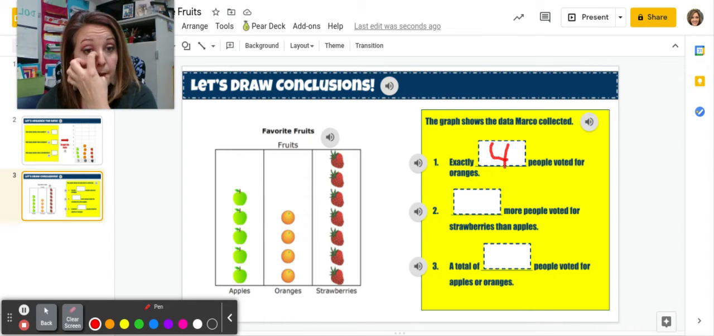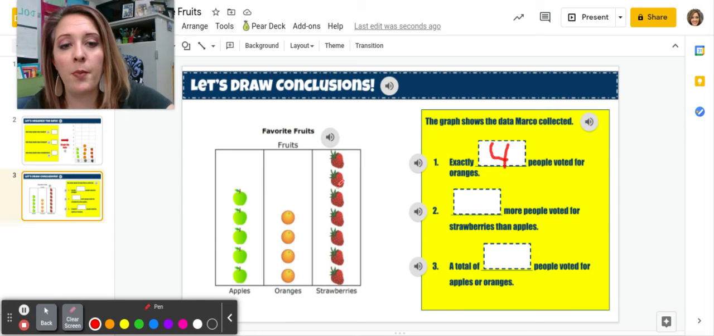The number 2 says blank more people voted for strawberry than apple. So this one, I'm going to have to look at both my apple and my strawberry pictures on my graph and see how many more people picked strawberry than apple. So I have 1, 2, 3, 4, 5 apple on this graph, and 1, 2, 3, 4, 5, 6, 7 strawberry. So I can easily see that this is where my 2 groups have the same amount. So strawberry has 2 more than apple.